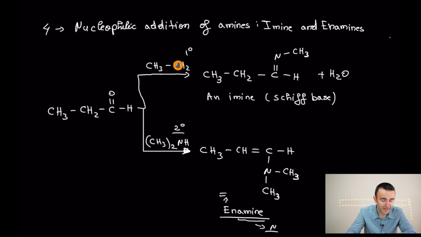Nucleophilic addition of amines, imine and enamine. In the case of primary amines, you are going to form an imine. In this case, it's the double bond between carbon and nitrogen. In the case of a secondary amine, you are going to form an enamine, that is a double bond between carbon and the next carbon, which is connected to the nitrogen, right? So, to summarize, if you have a primary amine, it's going to give an imine. If you have a secondary amine, it's going to give an enamine, right?